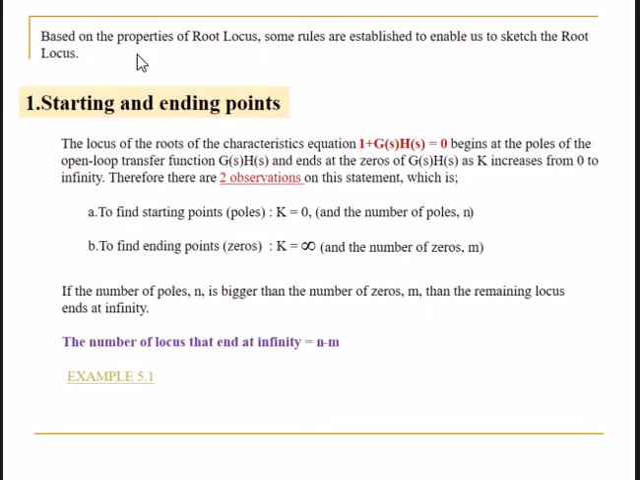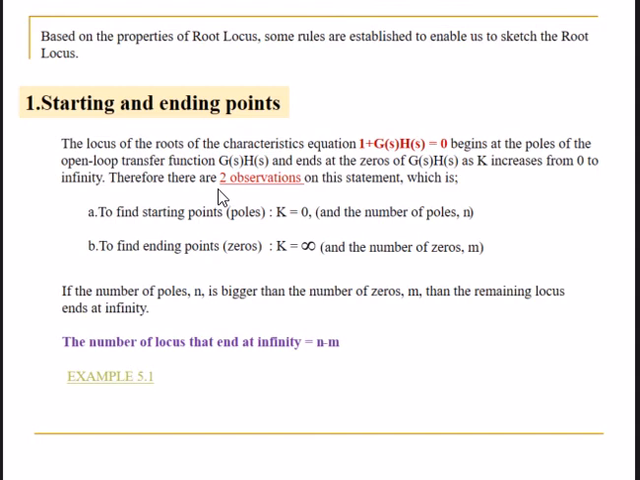Okay, based on the properties of root locus, some rules are established to enable us to sketch the root locus. So first kita nak tengoklah starting and ending point. So what is starting and ending point? Kat sini kita ada characteristic equation 1 plus GsHs equal to 0. Root locus begins at the poles of the open loop transfer function GsHs and ends at the zeros of GsHs as k increases from 0 to infinity.